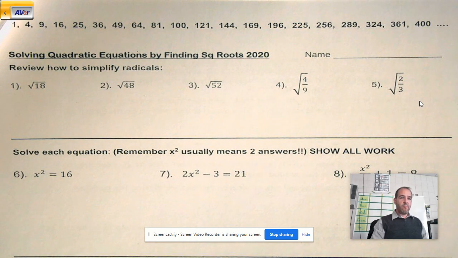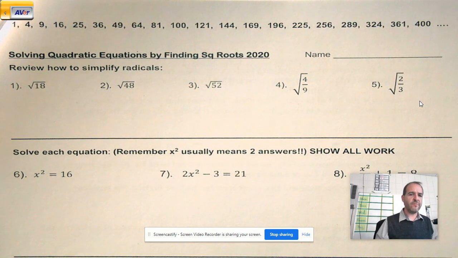Here we go. More solving of quadratics, but not the Algebra 2 F word this time. So we are going to be doing square roots this time, okay? So quick review on how to simplify radicals. This is more of an Algebra 1 type topic.